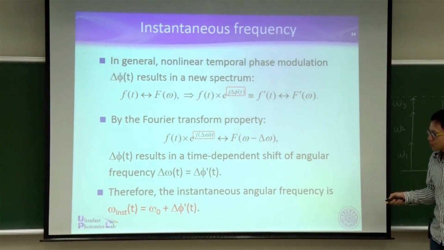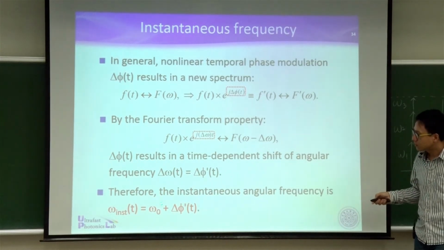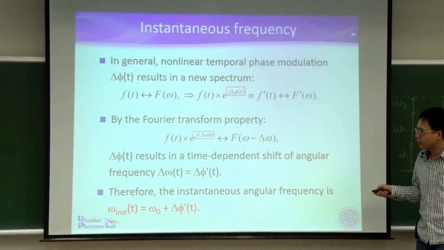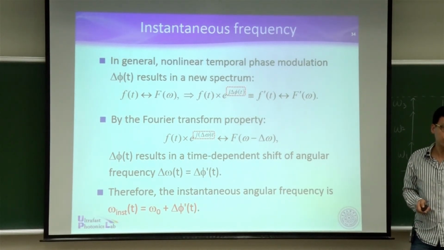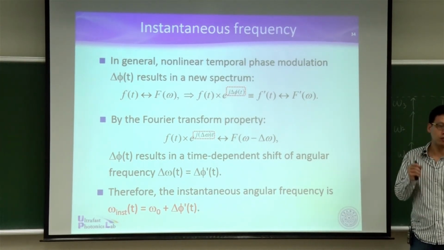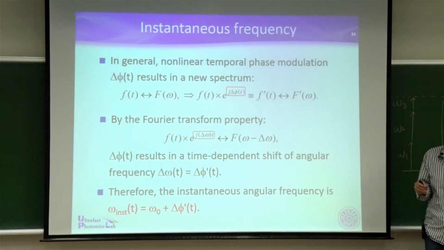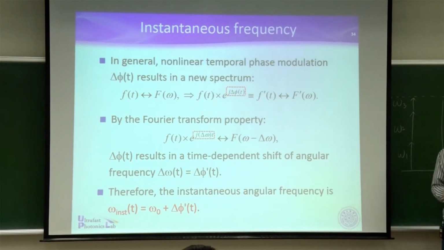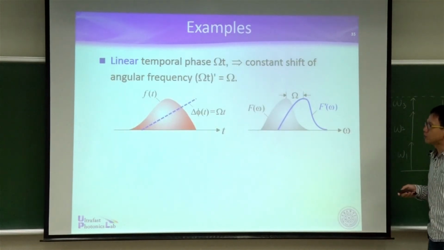Instantaneous frequency equals the carrier frequency, which is a very large constant, plus the frequency shift with time calculated by the first order time derivative of your temporal phase modulation. Okay, so this is something we need to pay attention to. The amount of spectral shift now changes with time, and the amount is determined by the time derivative of SPM. Okay. So let me show you two examples.